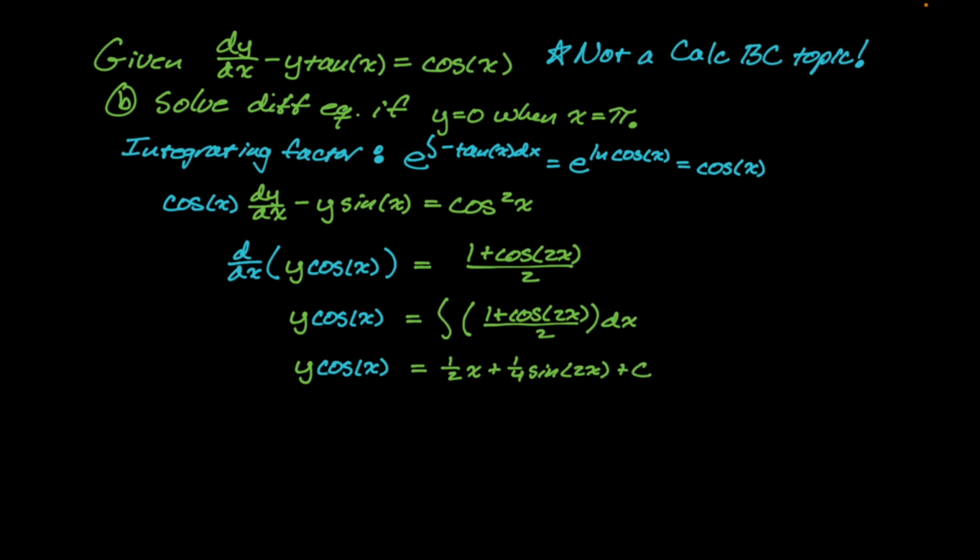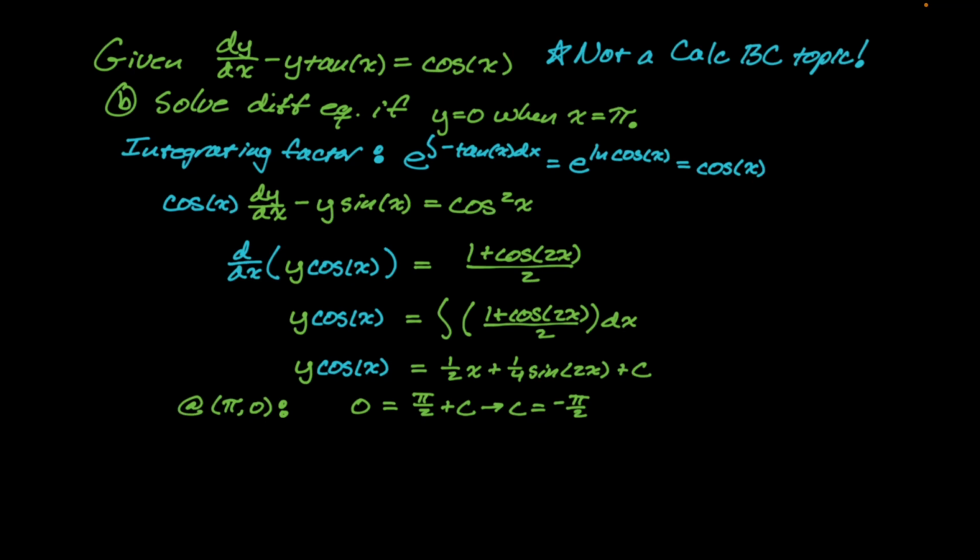So we do need to solve for c. Our ordered pair in this case is pi comma 0. If I plug in pi and I plug in 0, plugging in 0 for y makes the left-hand side just 0. And then we're plugging in pi here. The sine of 2 pi is 0, which means we just get 0 equals pi over 2 plus c. And that means that c is negative pi over 2.